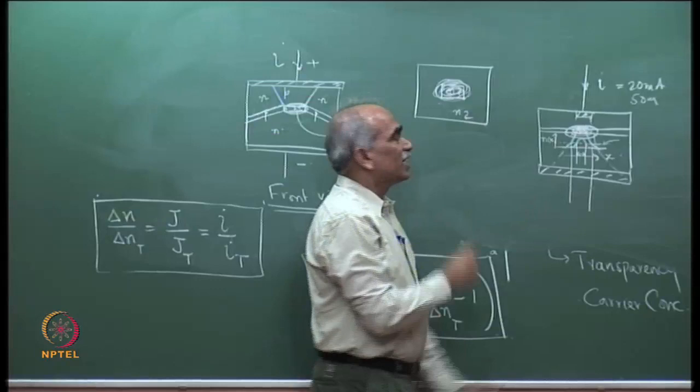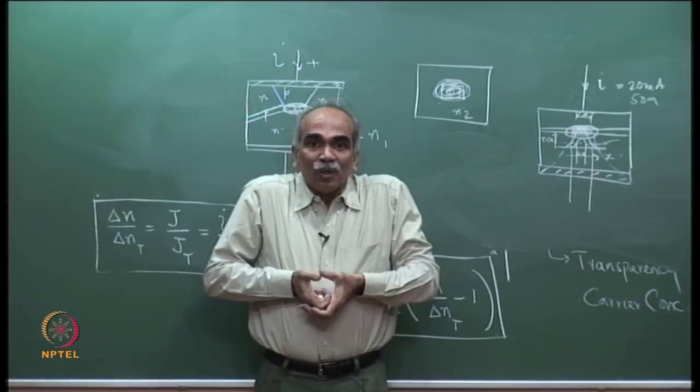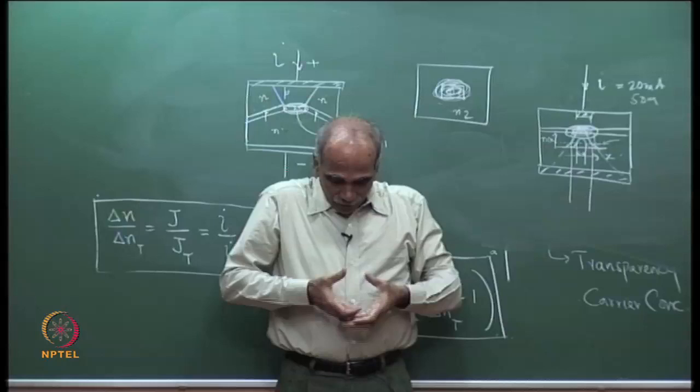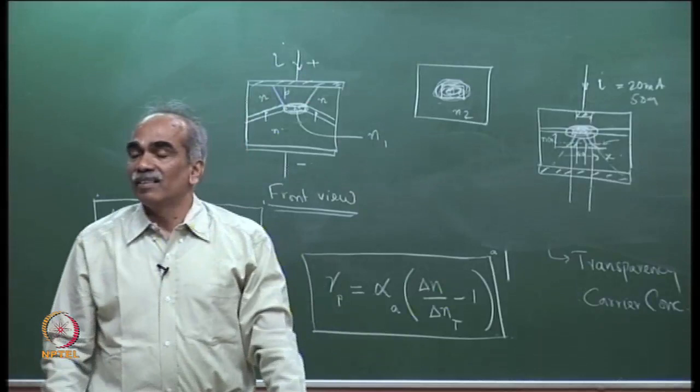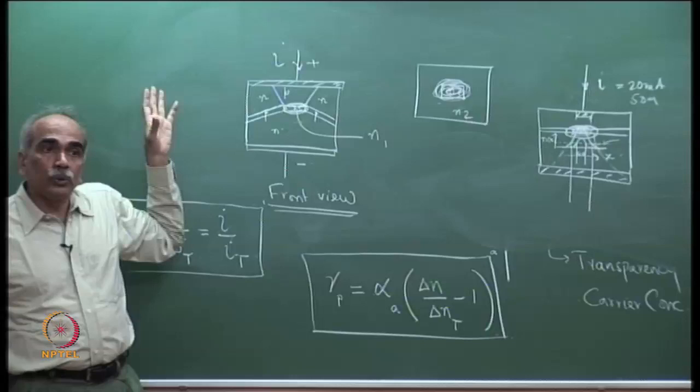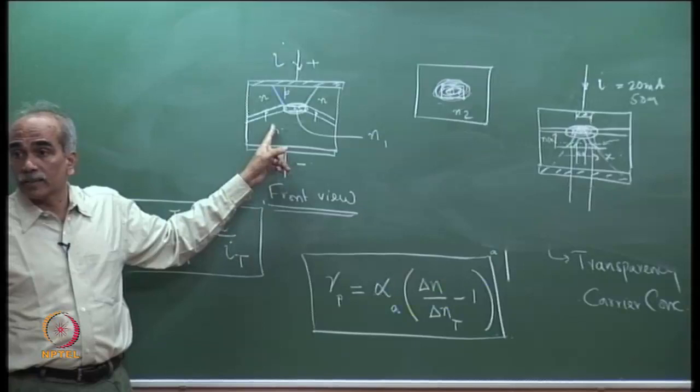You understand? If you pass a small current, then the beam profile is narrow because only in the central portion there is gain. If you pass higher current, the beam profile is spreading. Means what? The intensity distribution of the beam changes with the current, which does not happen here. There are applications where you do not want the field profile to change with current through the device. Current you are changing because you want to change the power.